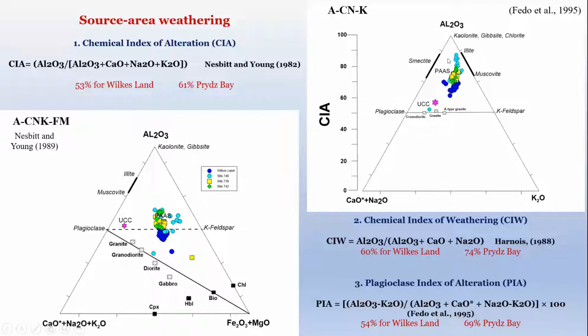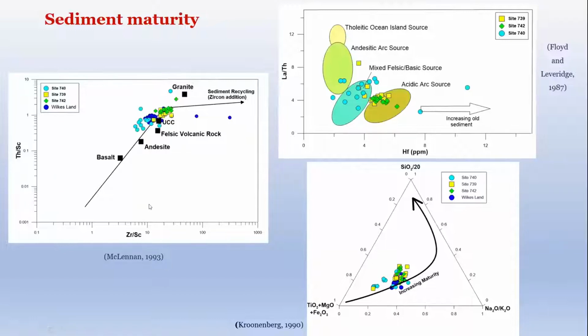And in these diagrams, we can also see that the pattern is more or less similar for Wilkes Land and Prydz Bay sediments. So they may represent a similar kind of provenance in both the regions. So here is the trace element diagram, and sediments from both the regions are representing composition between andesite to granite. That means intermediate to felsic composition.